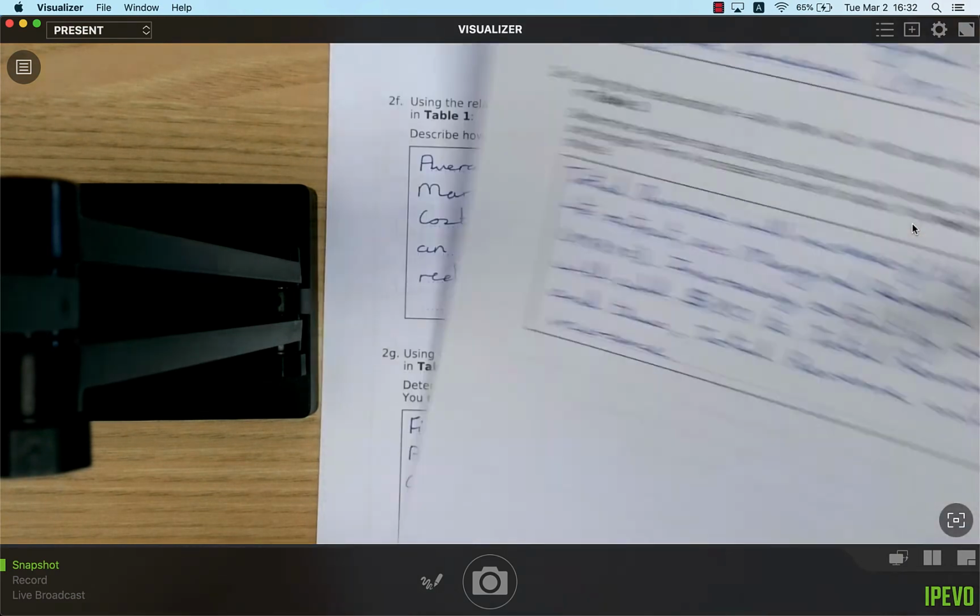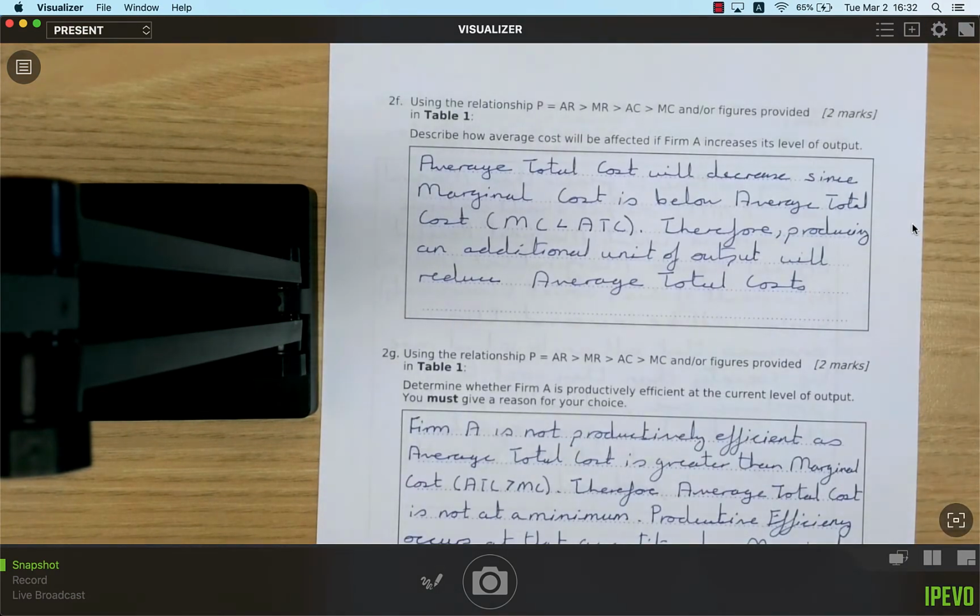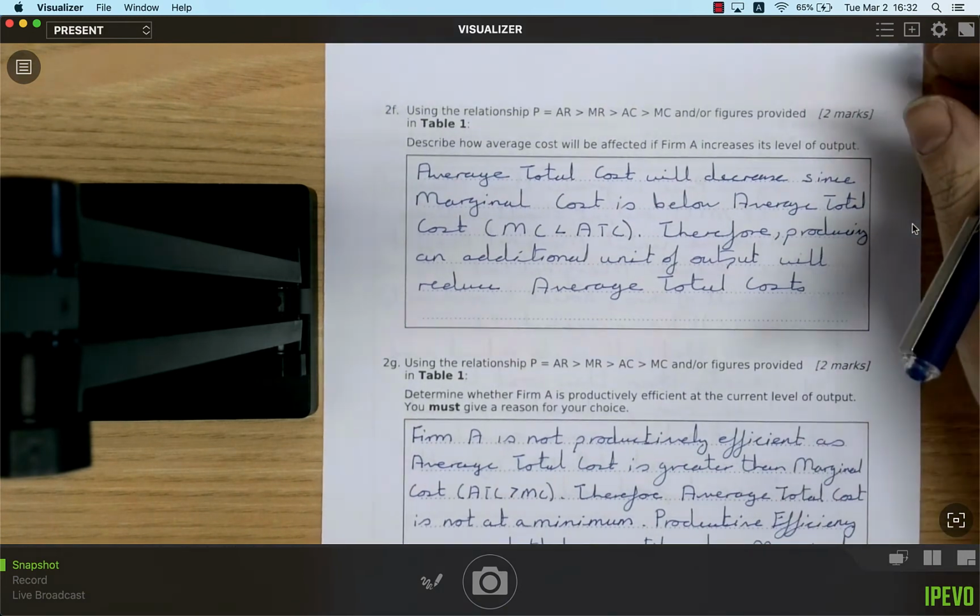Okay, hoping A, B, C, D, E. Excellent. Okay, so making sure you can see and it's square.